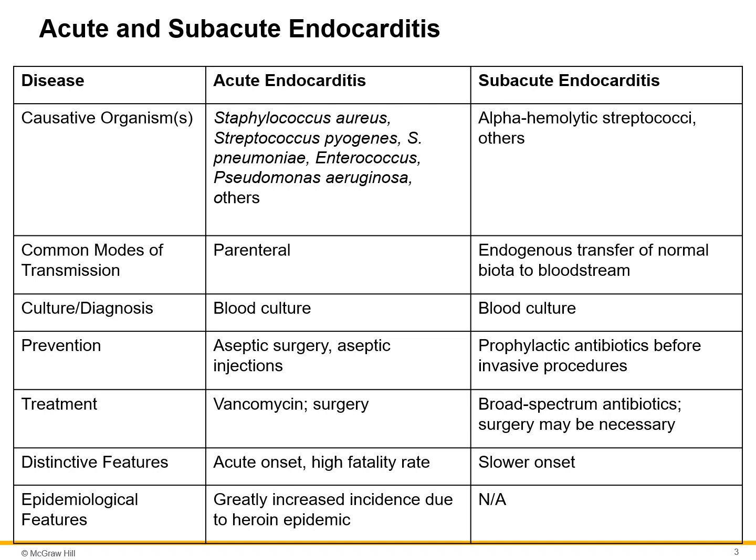Now, the acute is parenteral, meaning coming in from outside the body. You can demonstrate its presence by doing a blood culture. You have to be careful with your surgeries. You have to be careful with IV injections. Okay, vancomycin works because the agents that cause this are going to be gram positives primarily. And again, high fatality rate.